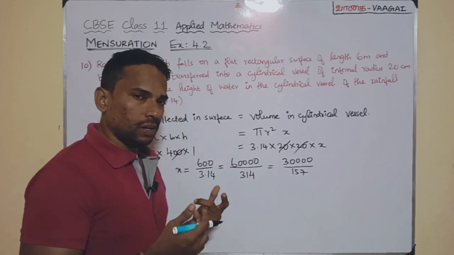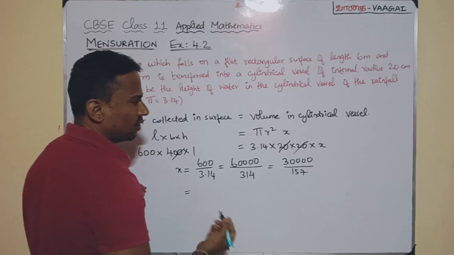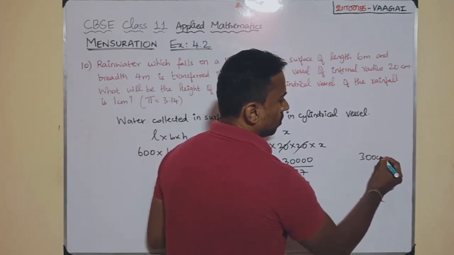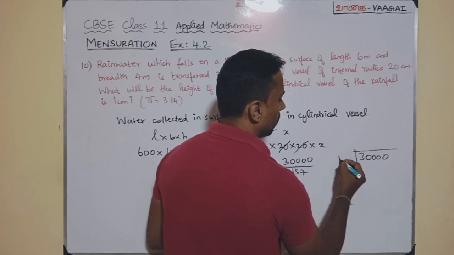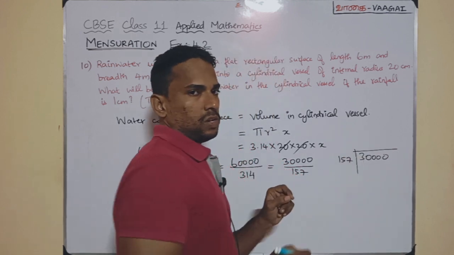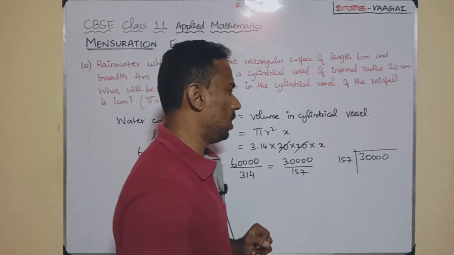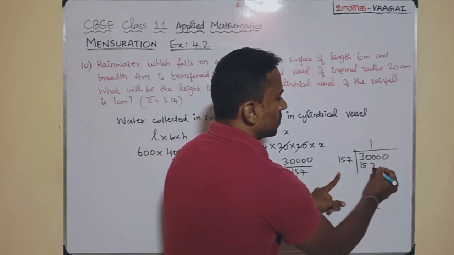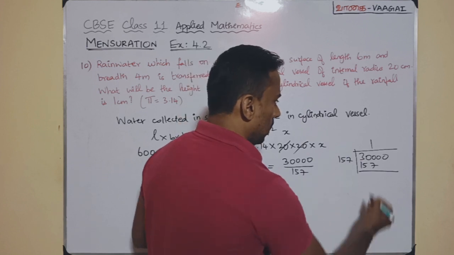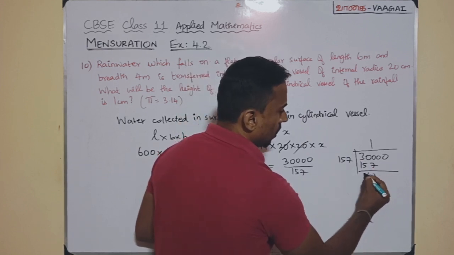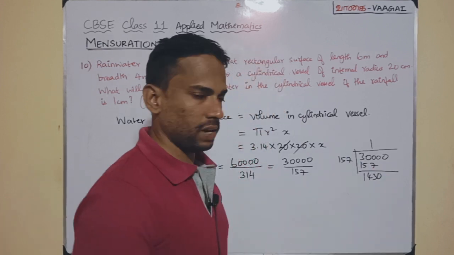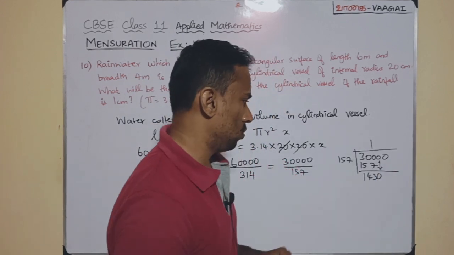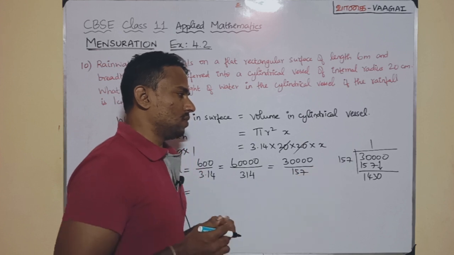Let's try to do some simplification. I think we can better directly divide it. So let's see what happens. So this is 30,000. I have to divide by 157. Let me see what is the nearest integer I'm getting. Okay, yes. So first of all, 157 in 300 will be 1 time, 157. So balance I will have 143. So I'm dropping a 0 here, 1430. Now 1430 in 157 will be how many times?